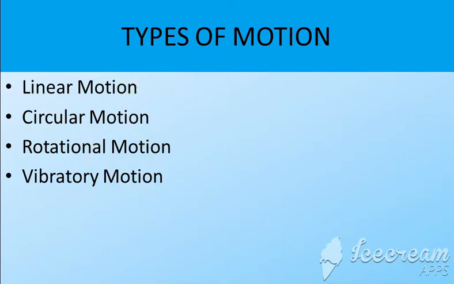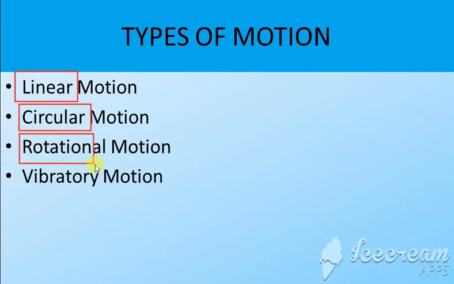Linear. So what is meant by linear is that it can be said to be a straight line. So if any object is moving in a straight line, that is said to be linear motion. Okay. Then next one is what? Circular. So circular is if it is moving in a circular path. Then next one is rotational.